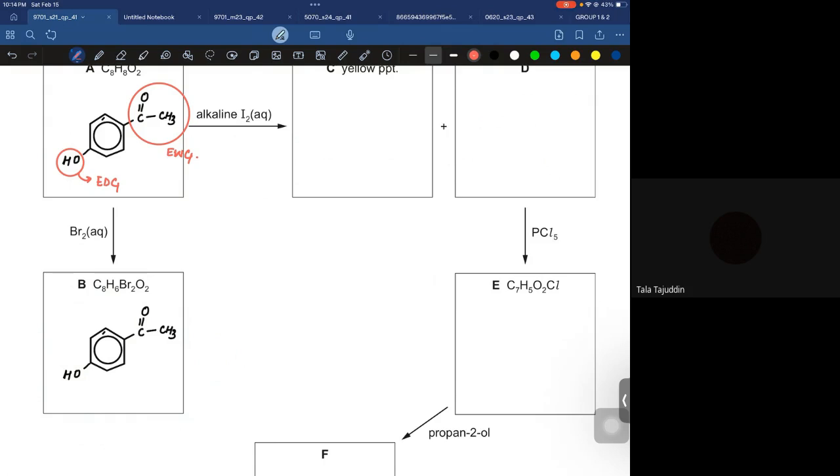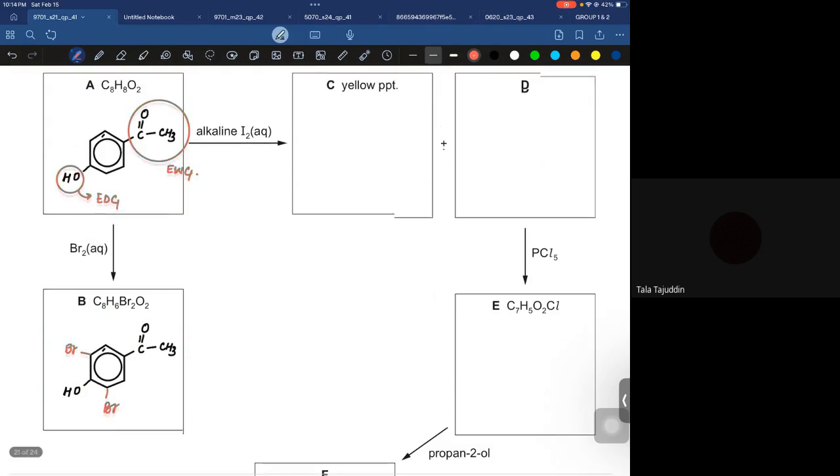So I would be adding bromine here, as you know that the OH is an electron donating group and the CH3 C double bond O is the electron withdrawing group. So it is decided that the bromine is going to attach on the 2 and 6 positions according to OH, and on the 3 and 5 positions as compared to CH3 C double bond O. So this is your B. Two bromine atoms are attached.